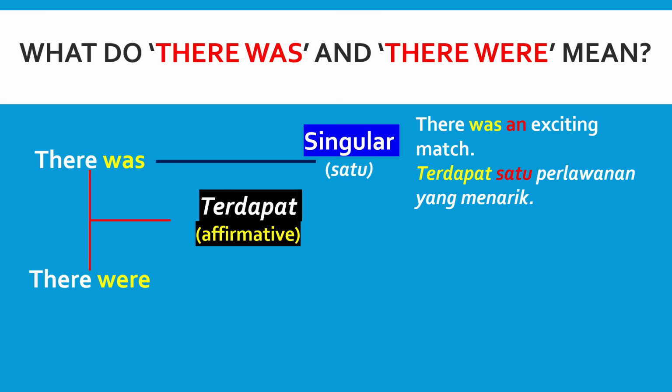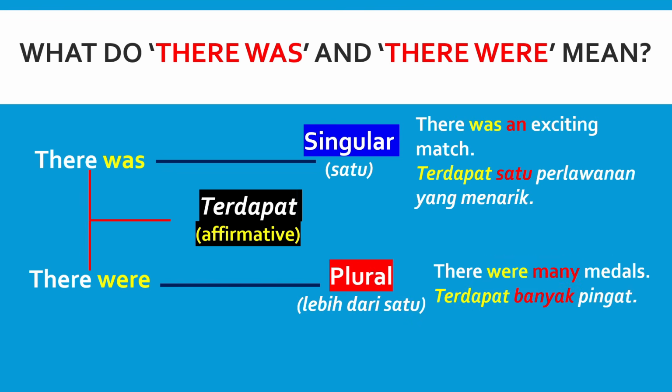On the other hand, there were is used for plural objects. For example, there were many medals. How do we know if the object is plural? We can see that there is an s at the back of the object. The object here is medal, and the medal is in plural form. Therefore, we use there were for plural objects.